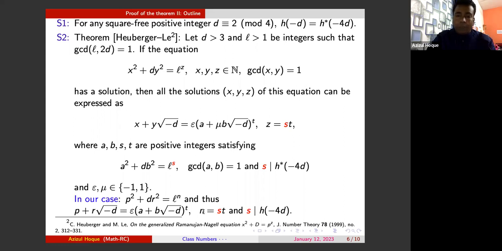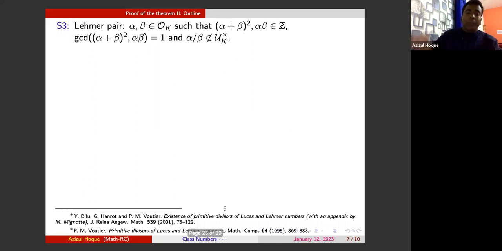This exponent is nothing but s times t. This is a star, or you can say h of minus d. Now here s divides the class number. We need to show that s and n must be equal. In fact, if we can show that t must be equal to 1, then we are done. To show that t must be equal to 1, we use the technique by Bilu, Hanrot and Voutier.